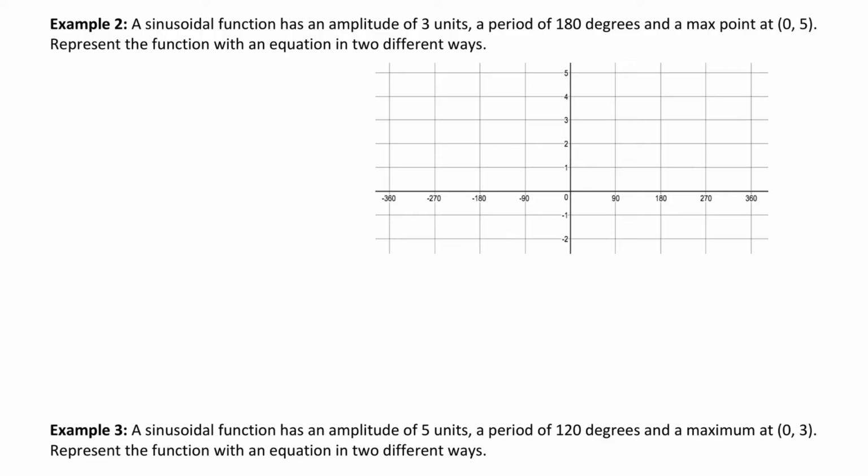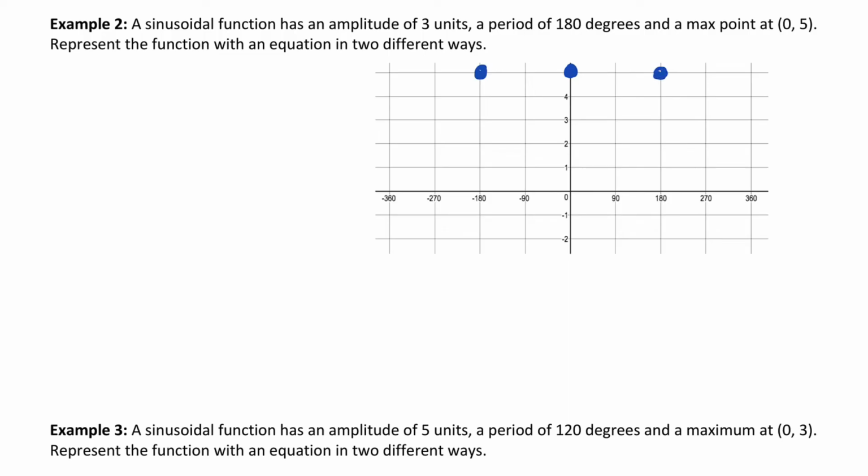Let me start by seeing if I can make a rough sketch of this function based on what this tells me. It says that there is a maximum point at the point 0,5. So if it ever gives you a point, that's the easiest thing to plot first. I'll plot the point at 0,5. And then it also says the period of this function is 180. So I know if I move 180 to the right or to the left, the function is going to be right back at the same height. It's going to be right back to its maximum value.